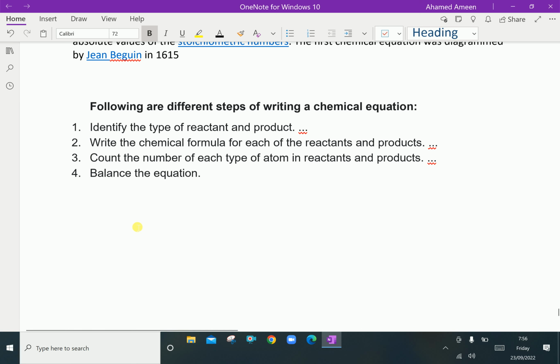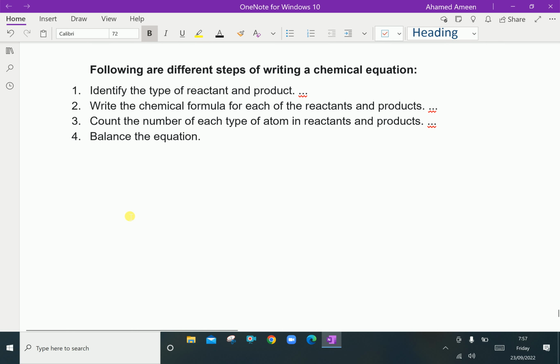This word equation contains the names of the reactants and the products separated by an arrow. The arrow means forms or produces. Then the chemical formulas are substituted for the names. Finally, the equation is balanced so that it obeys the law of conservation of mass. The number of atoms of each element must be the same on both sides of the arrow. This is called balancing of the equation. First, we'll write a word equation.